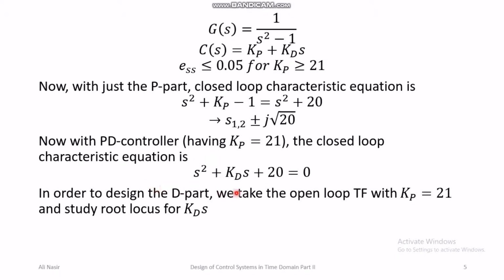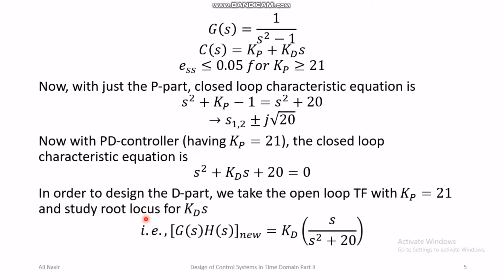So in order to design the d part, we take the open loop transfer function with kp equal to 21 and study the root locus for kd. Here you separate out the kd terms and the non-kd terms. The non-kd terms, s square plus 20, become your poles, and the kd terms, kd into s, become your zeros, and that is what we do in the root contour approach. In the root contour approach, we define a new open loop transfer function that is derived from the closed loop characteristic equation. We use this equation to derive the new transfer function which corresponds to the root contour, and this will tell us how the poles of this characteristic equation vary with respect to kd.